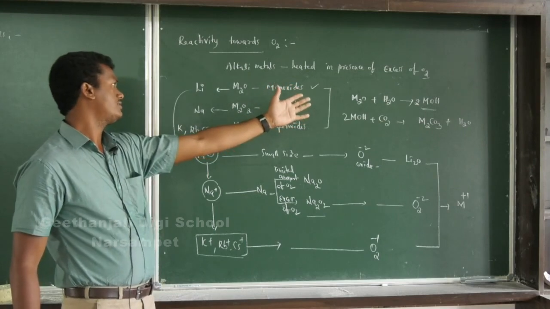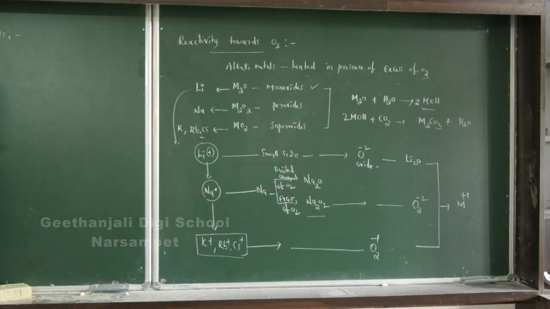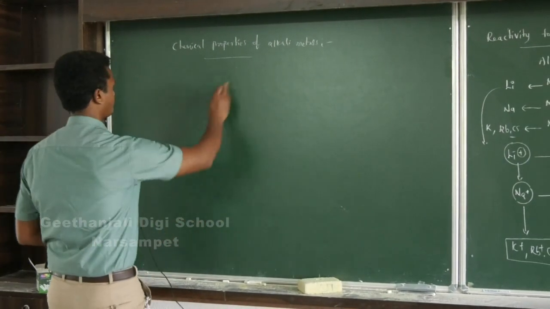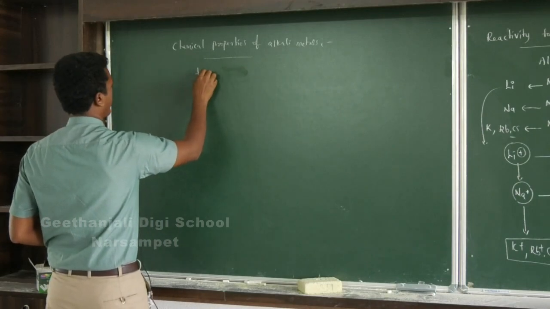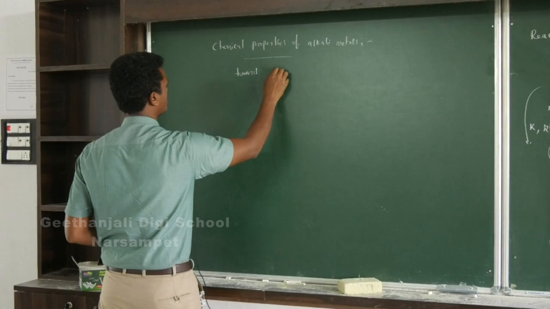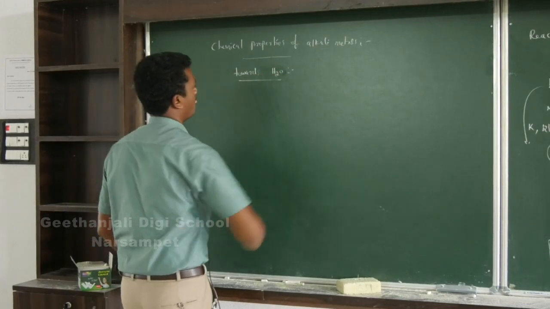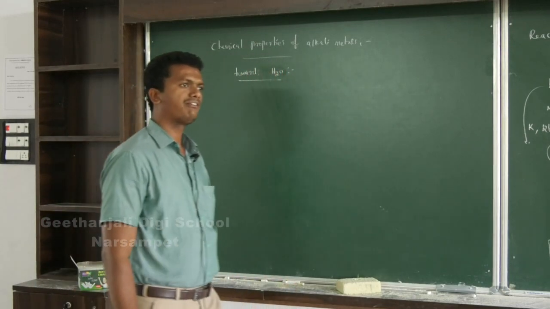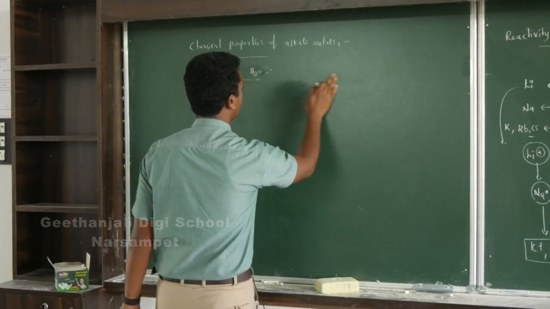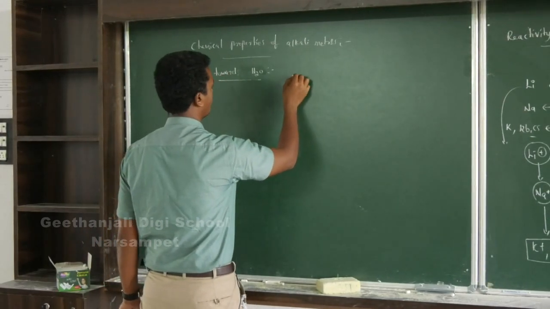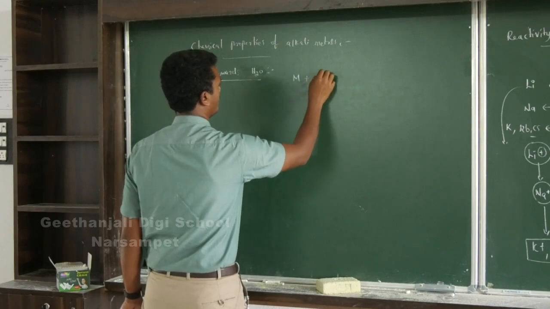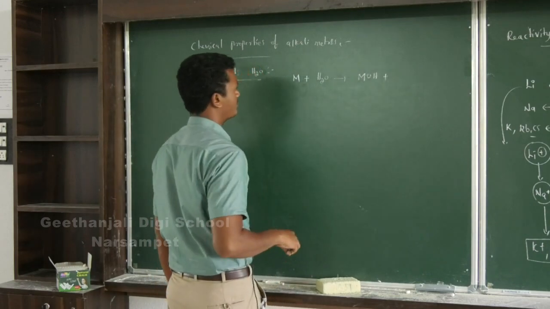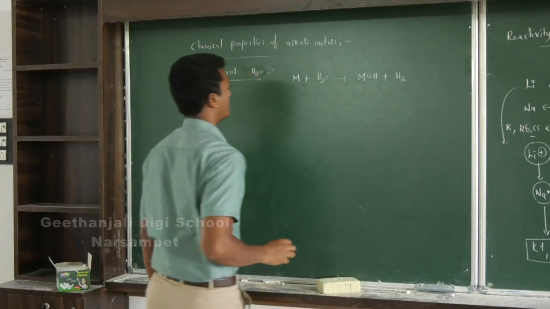The properties of oxides we will discuss individually after the reactivity properties of these alkali metals. Next, reactivity of alkali metals towards water. Alkali metals react with water vigorously and form the respective MOH type of hydroxides, liberating hydrogen gas.